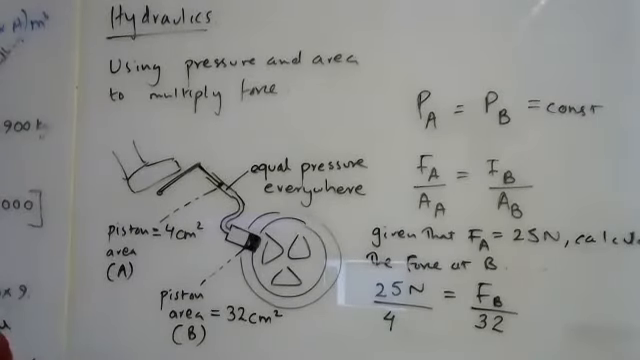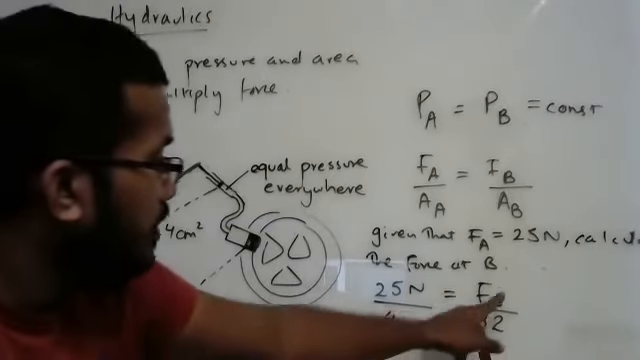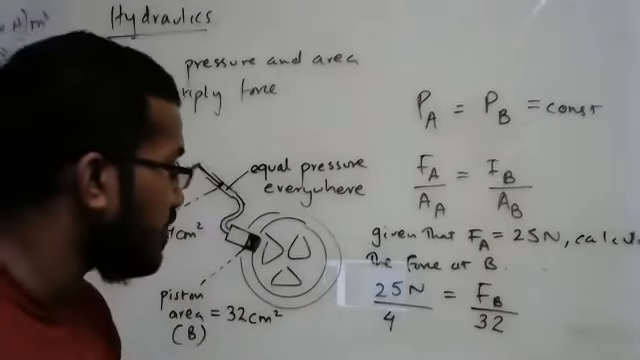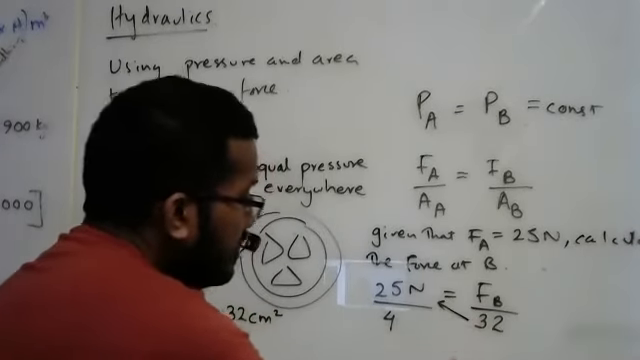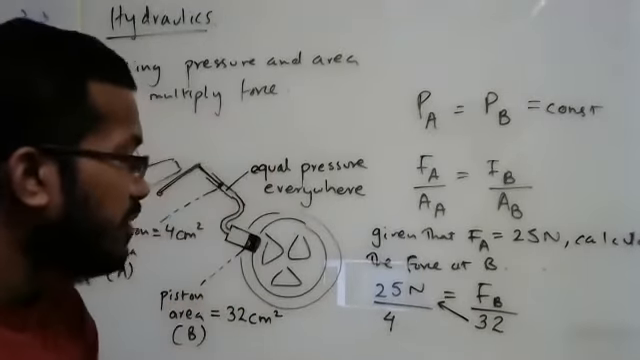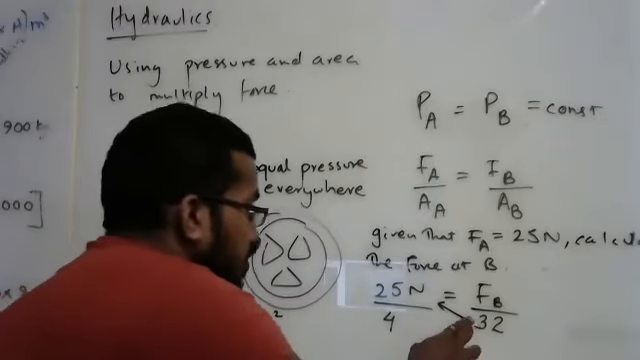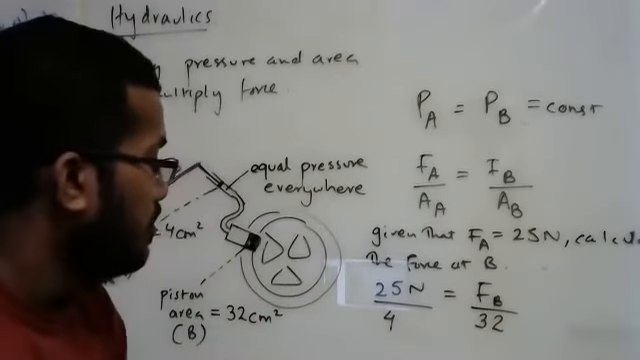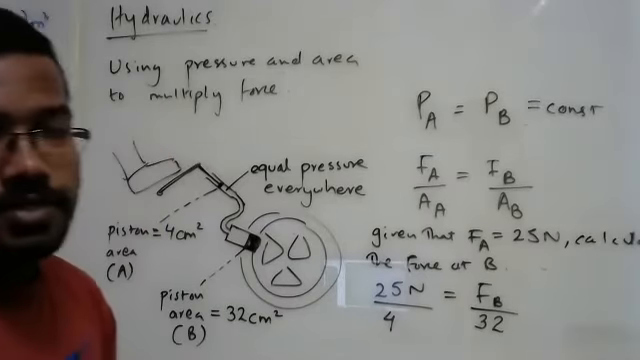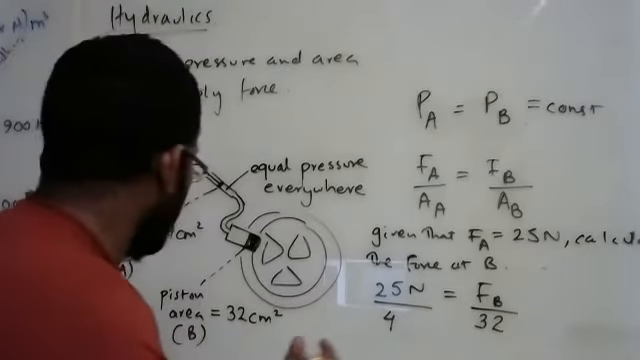So I got 0.8 newtons for the answer. Can't be, you know. So FB is equal to, did you cross multiply properly? You want to get rid of this guy. So it's 32 times 25 divided by 4. No, you misunderstood me now.